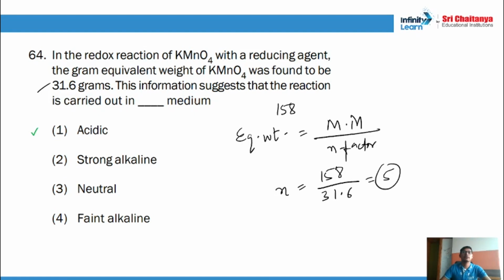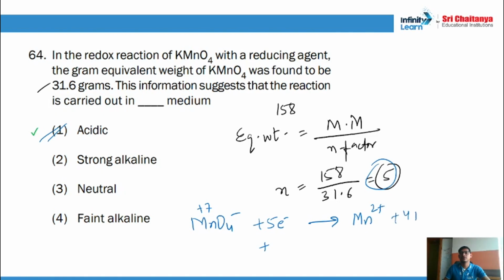Then you should know the reaction is carried out in acidic medium, because it is in acidic medium that the n factor of potassium permanganate is 5. I can show you the equation here as well. MnO4 minus, with manganese in +7 state, gains 5 electrons and gives us Mn2+. So the n factor is 5. Remaining, you can balance this equation. Here we have 4 oxygen, so you will add 4H2O this side and 8H+ ions this side. So this is the half reaction of KMnO4 in acidic media.